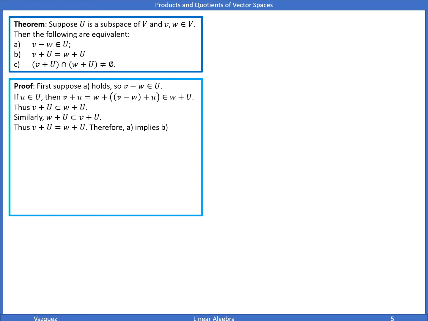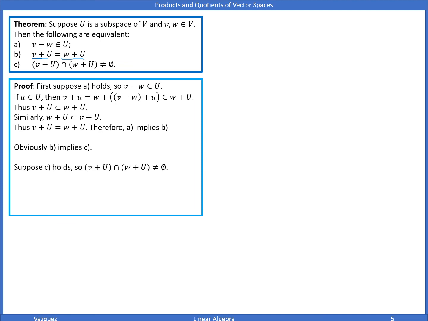Now, to show B implies C, that's really not hard. If these are identical, they're not empty, because U is a subspace. Then B obviously implies C. They're identical. How can their intersection be empty? So obviously B implies C.